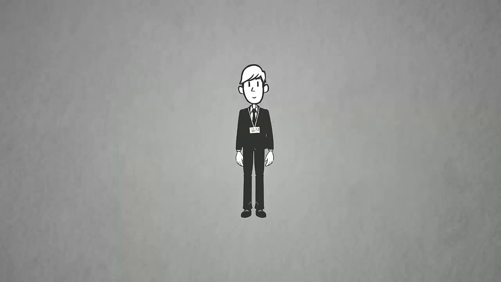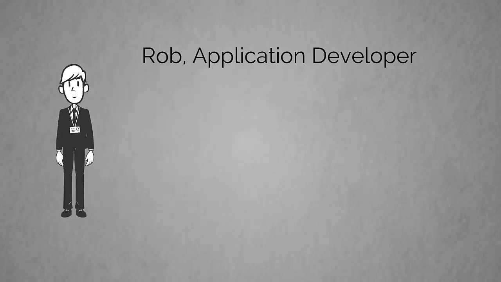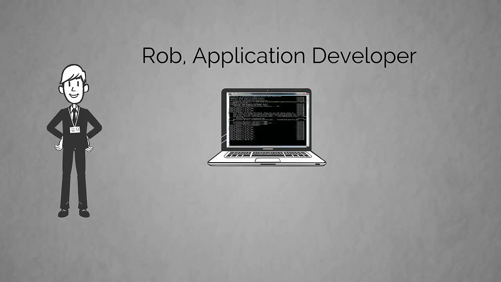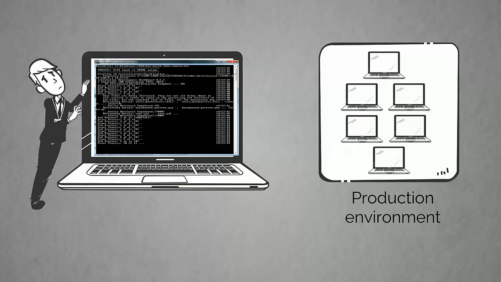Here's Rob. Rob is an application developer for an insurance company. Rob writes code for new releases, new features and enhancements, and hotfixes. These are the usual triggers that require a change in the company's release management workflow. But how long exactly does it take for his lines of code to be put into production?